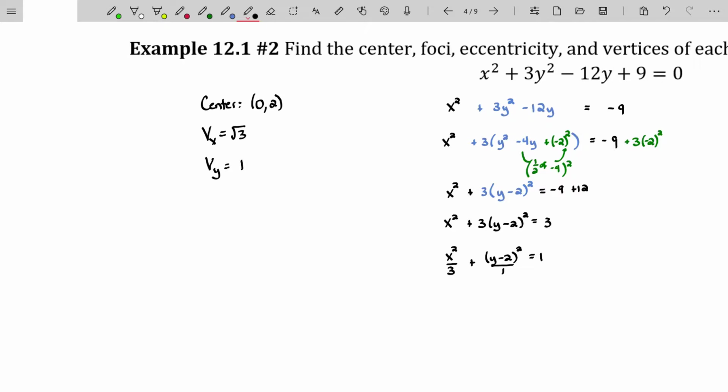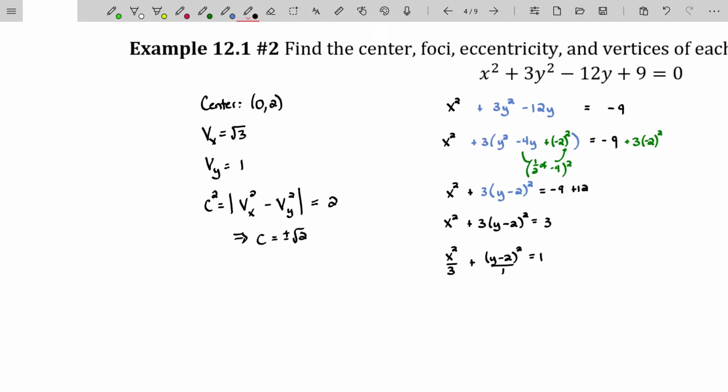And then c is going to be the absolute value of the distance to the vertex in the x direction squared minus the distance to the vertex in the y direction squared. Oops, and that's the absolute value. Well, that's just going to be 3 minus 1, or 2, and that was supposed to be c squared. So c is equal to plus or minus root 2.